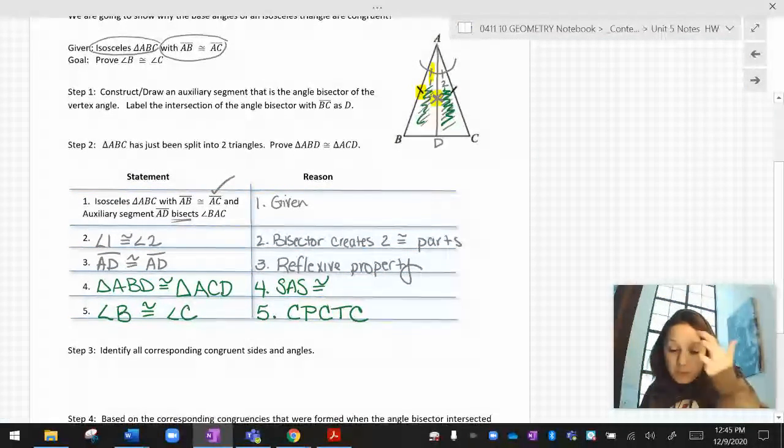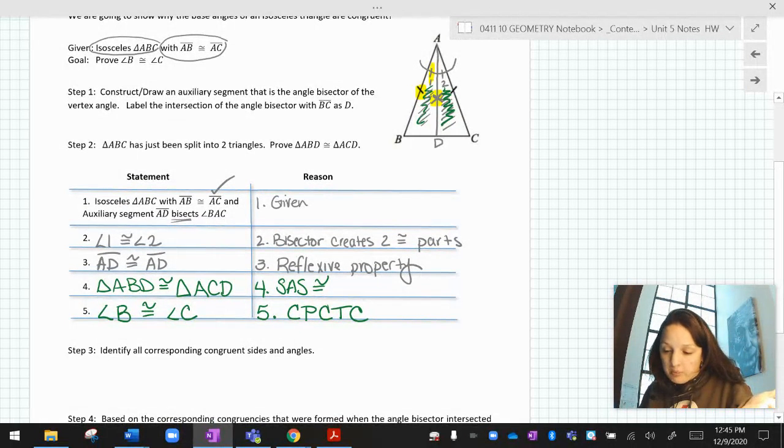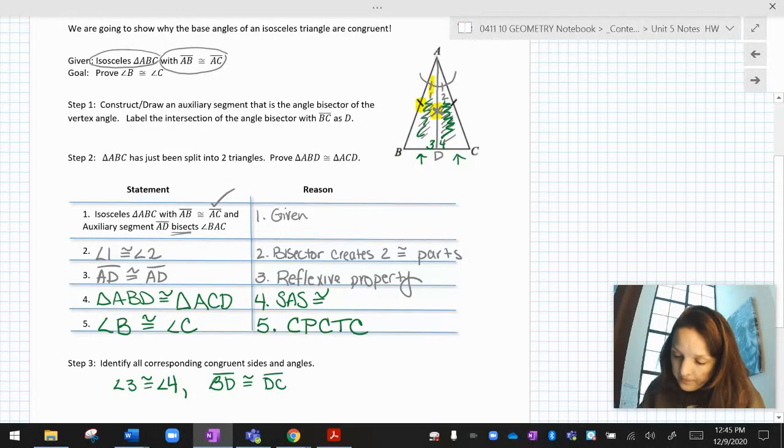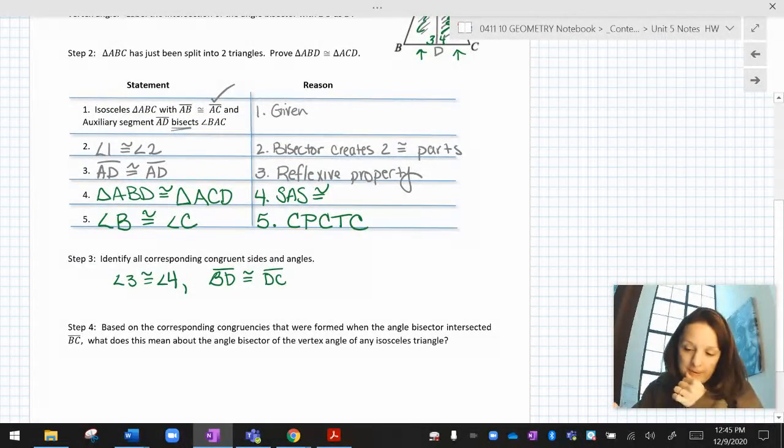And then it says step 3, identify all the corresponding parts. Okay, so let's see. All the corresponding congruent sides and angles. Well, we've got the ones we already marked. We did B and C, and the other matching ones would be like 3 and 4. And then the other one that we hadn't marked yet would be BD and DC. Okay.